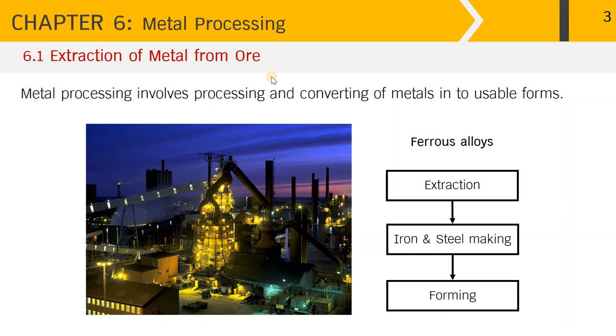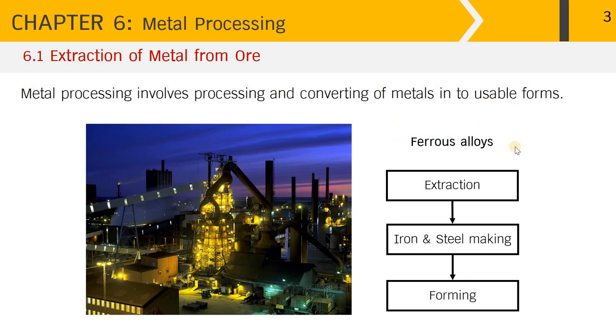Topic 6.1 Extraction of metal from ore. If we look at things around us, there are components that are made from metals. And all these metallic components have been through many steps of metal processing. And so metal processing involves processing and converting of metals into usable forms.